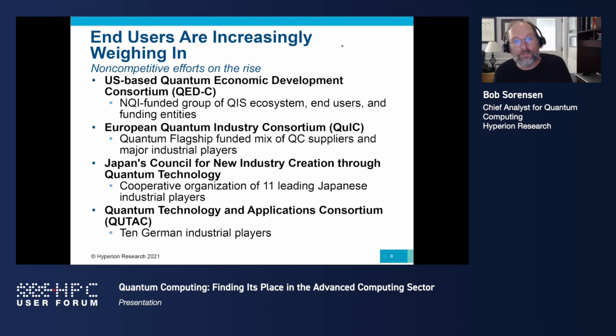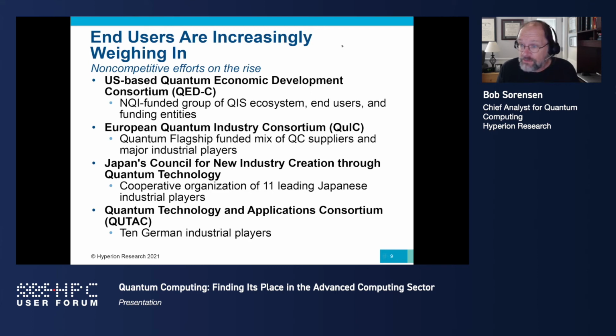But what we're seeing more and more now are non-competitive collaborative efforts going on around the world. We have the Quantum Economic Development Consortium in the US, funded out of the US government, but still it's a very free-flowing, open organization to foster the competitive aspects of quantum computing. We're seeing the same things with the Quantum Industry Consortium in Europe, where we have a mix of QC suppliers and major industrial players. Japan, under the initiation of NTT, one of their larger telecommunications firms, just organized a cooperative organization of 11 leading Japanese industrial players.